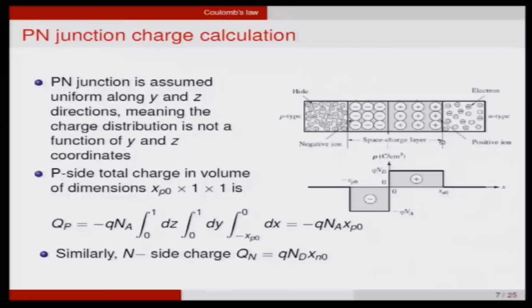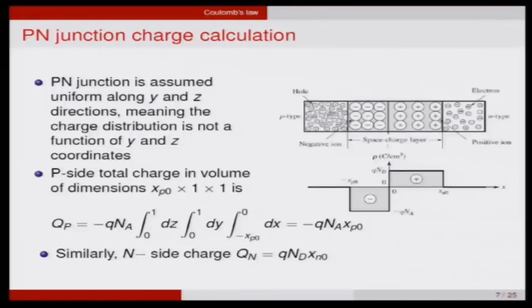A PN junction is an essential component for making up a diode, a MOSFET or a transistor. In a typical PN junction you will have doping, donors on one side and acceptors on the other side, and when they are made into contact with each other, charges from one type migrate to the other type, leaving behind what is called a space charge layer.